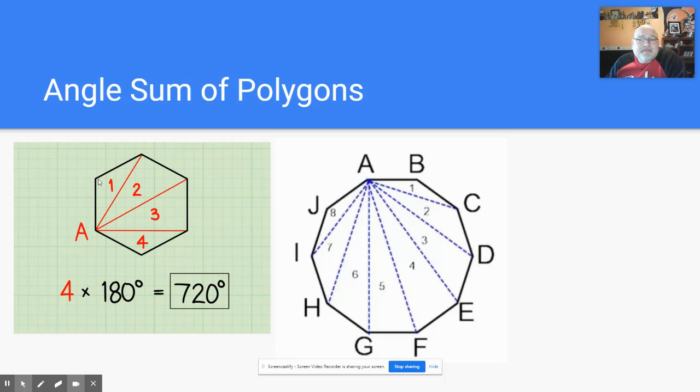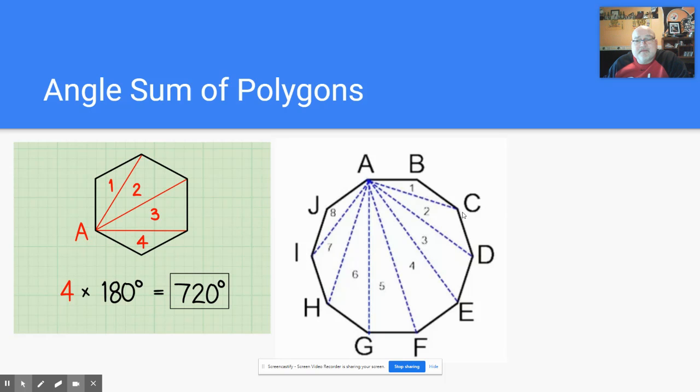Take a look at this. So here's a hexagon. I draw every diagonal from vertex A. And notice that I break it up into 4 triangles. We know that a triangle is always 180, so if there's 4 triangles in a hexagon, 4 times 180 means there's 720 degrees in a hexagon.